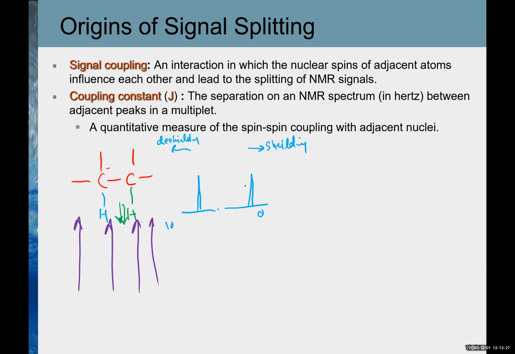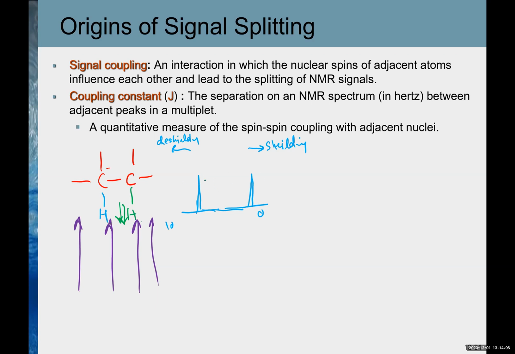So now if you ask which one it will be, the answer is it's a 50-50 probability. Half of the time, the green one will align opposite of external field. Half of the time, it will align along the external field. So half of the time, the signal from blue will be de-shielded. Half of the time, the signal from the blue will be shielded. So that's why instead of getting one signal in the middle, we don't get that. We get this signal.